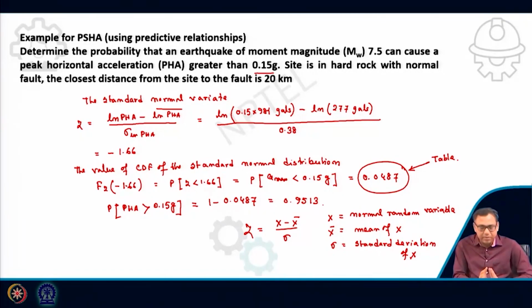But probabilistic seismic hazard analysis is not only this one case that I have discussed. It is not like that. I have only discussed how to use this attenuation relationship. There are so many other models and methods, which are not discussed here because they are beyond the scope of this course. Here I have given a very brief idea just to show you how we can use the proposed attenuation relationships to determine the ground motion parameters.